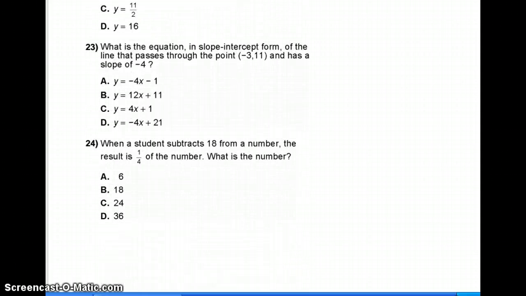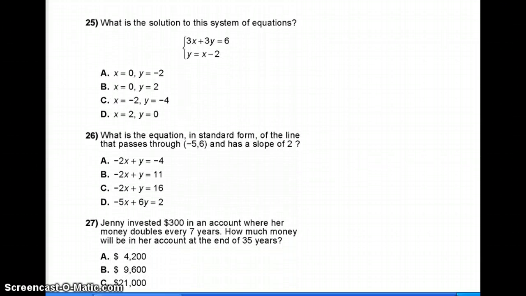Number 23, what is the equation in slope-intercept form of the line that passes through the point -3, 11 and has a slope of -4? Number 24, when a student subtracts 18 from a number, the result is 1/4 of the number. What is the number? Number 25, what is the solution to this system of equations?